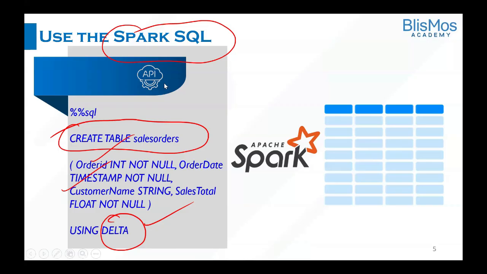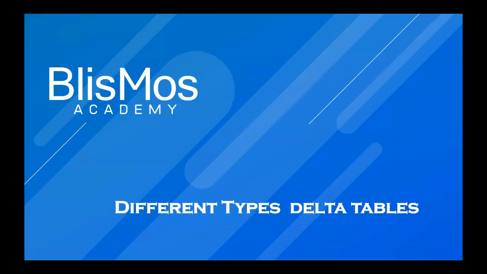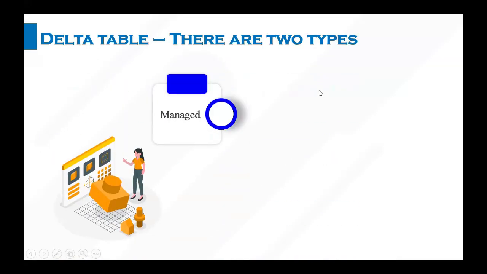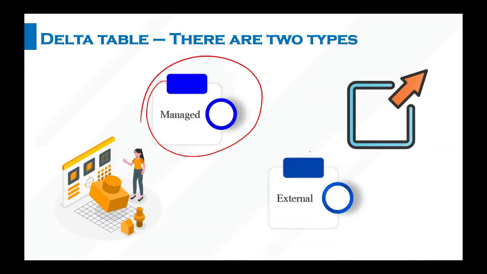Now that we created a table, there are different types of delta tables. Okay, Parveen, what are those different types of delta tables? Data frame. No, that is the way of creating a delta table. Now I am telling there are different types of delta tables. Let me tell you. Okay, one is managed tables. The second one is external table.